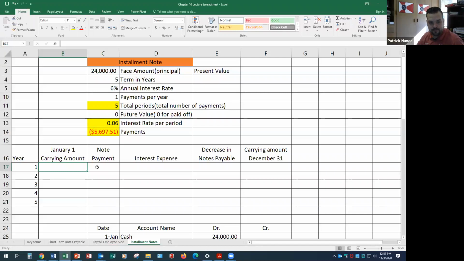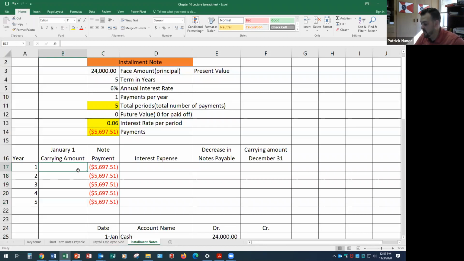stays the same. I'm going to put my note payment in here, and I'm going to leave it like it is, if that's okay with everyone. And I'm not going to round it. You could round it if you want to. So there's my payment. My payment is the same every single time. Okay, 5697.51 in this case.